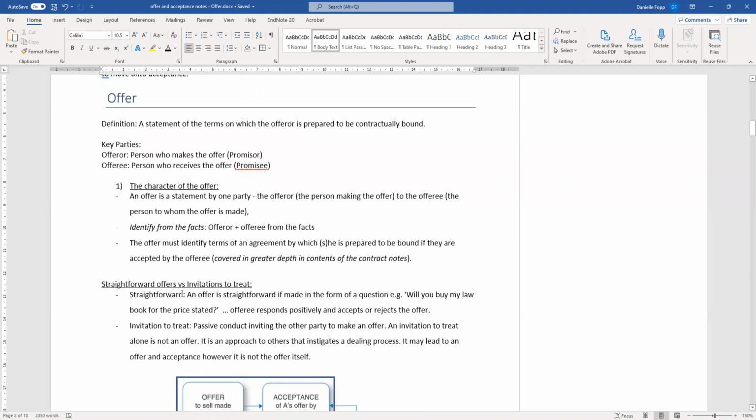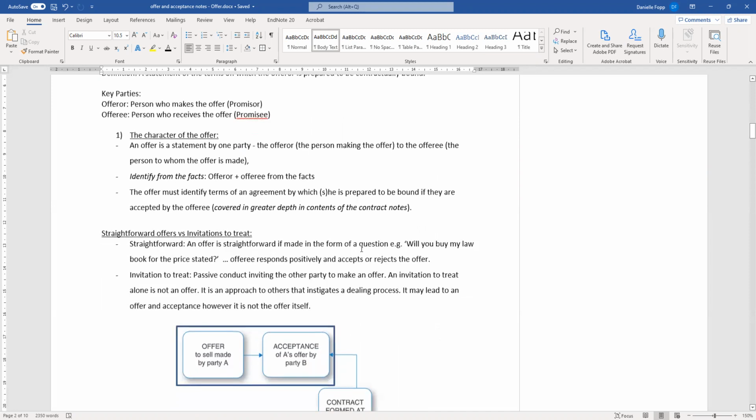Character of the offer. So an offer is a statement by one party, the offeror, and again, the person making the offer, to the offeree, which is the person to whom the offer is made. So what we want to identify on the facts is the offeror and the offeree. The offer must identify terms of an agreement by which he or she is prepared to be bound if they are accepted by the offeree. This is covered in greater depth in contents of the contracts notes. However, it's worth noting that you can't have an offer if there are no terms of an agreement.